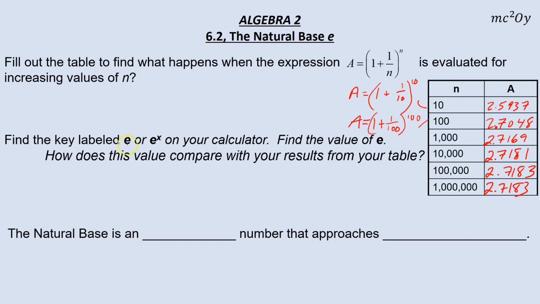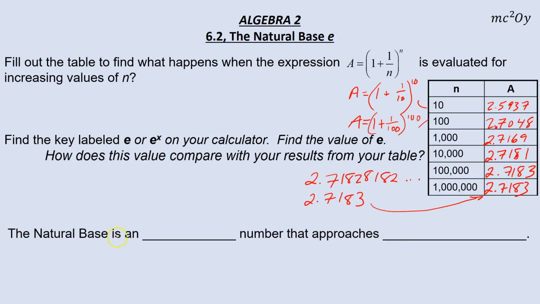There's a key on our calculator that's e, or e to the power of x, and if you use that one with the first power, you can find the value of e. When we put e in, we end up with 2.71828182, and it keeps going on. If we round to four decimal places, that's 2.7183. That's an approximation.